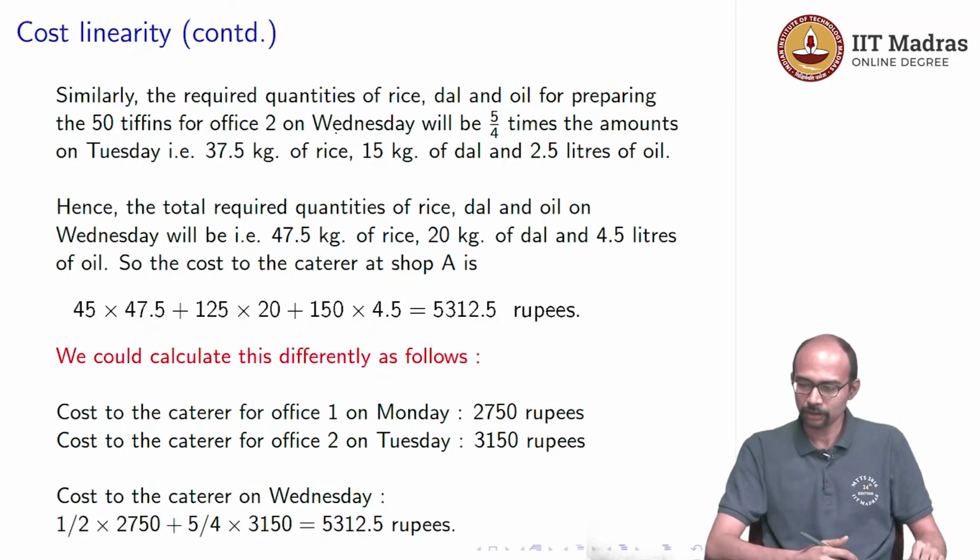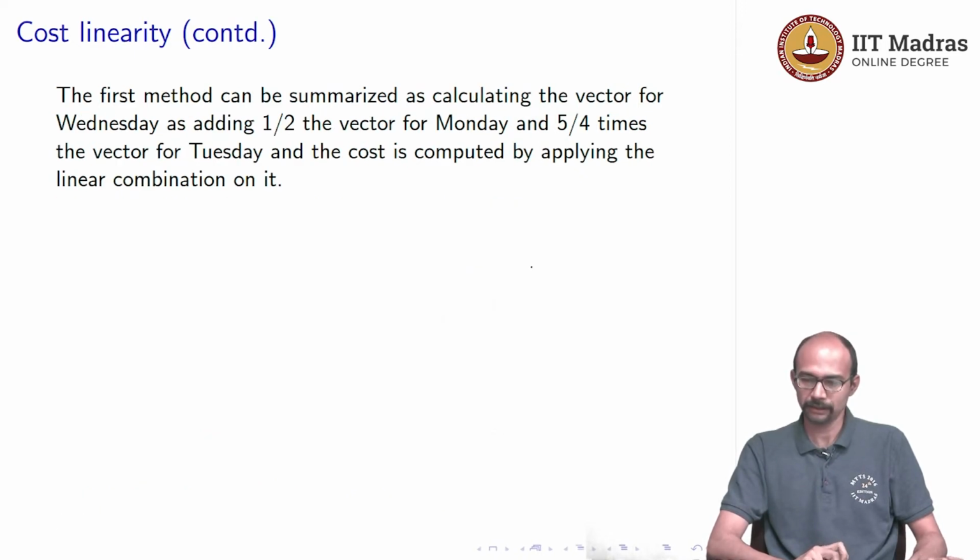Okay. So, now I am claiming that the cost to the caterer on Wednesday is half times 2750 plus 5 by 4 times 3150, which is 5312.5. So, the claim is that both of these are the same, that is basically what I want to say. Now, why is that happening? We will see that.